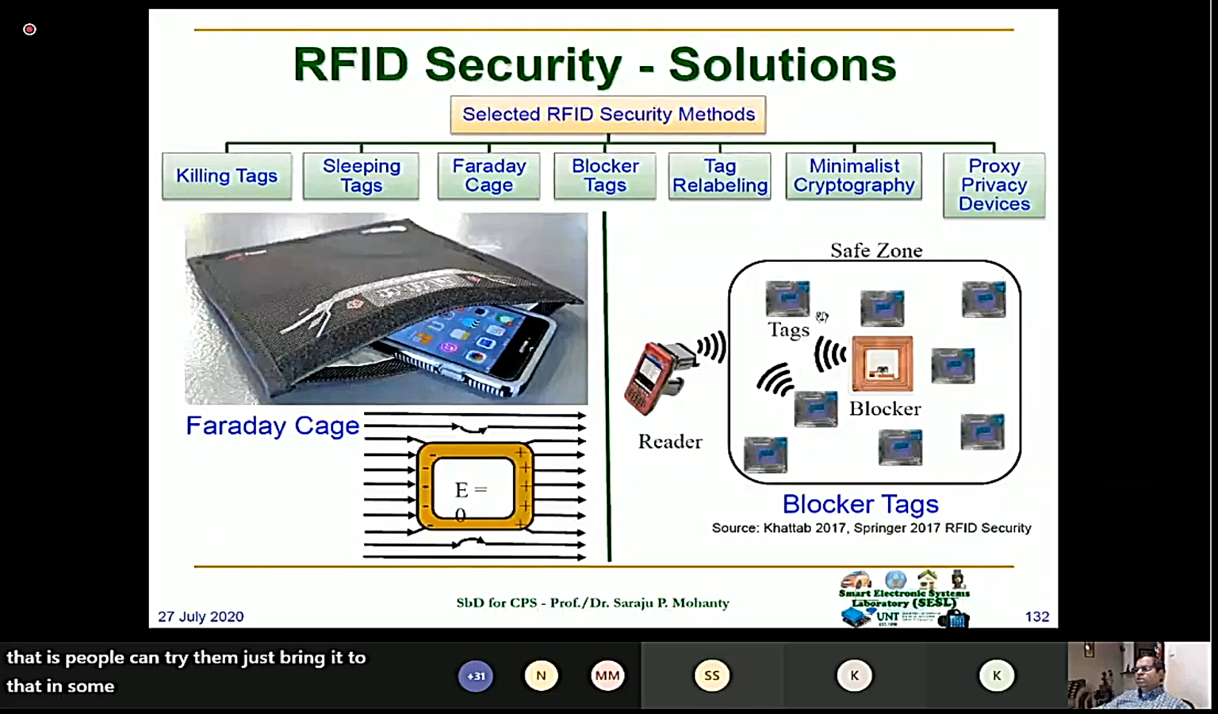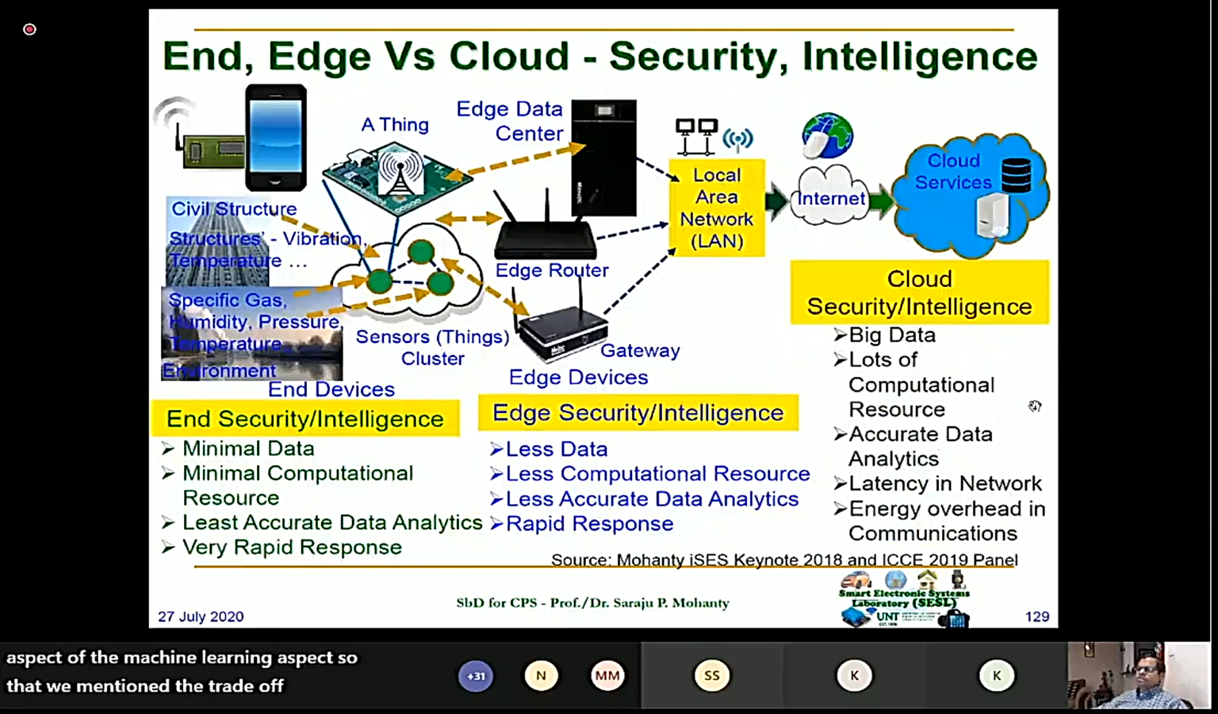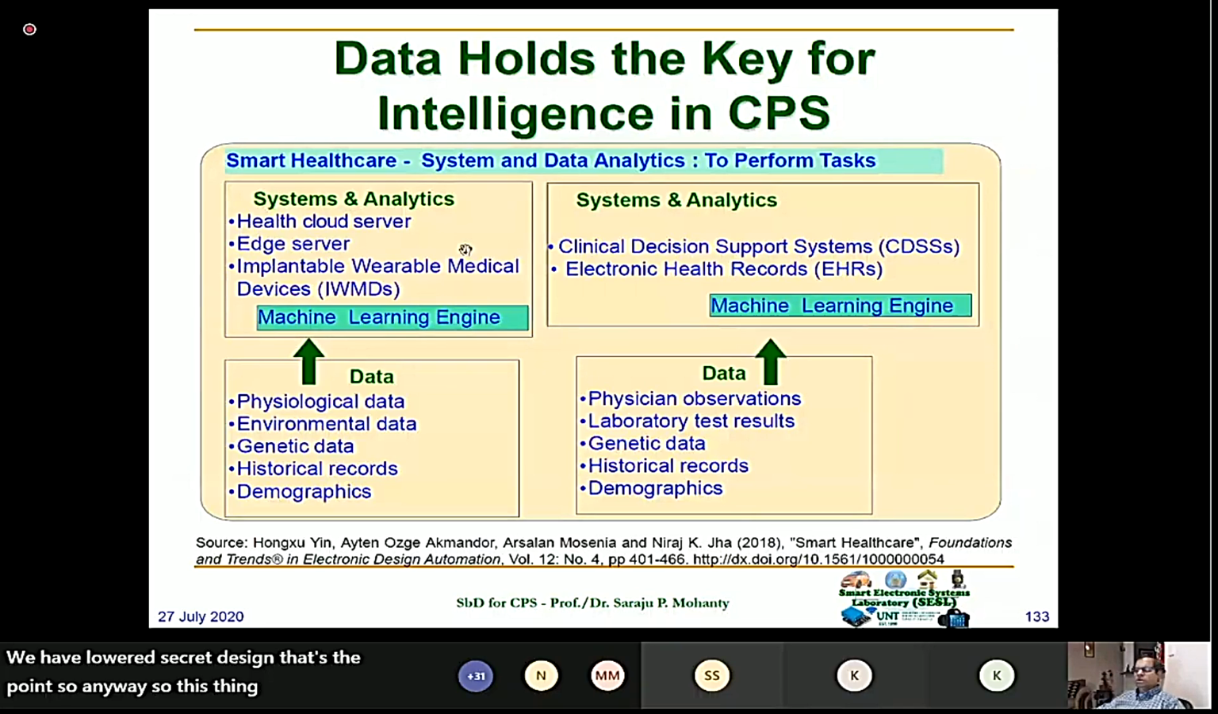So all these things we have to consider when designing the overall CPS, including the intelligent, machine learning aspect, so that we maintain the trade-off consistent with what I've been saying here. That is, in a secure-by-design approach, security and the other characteristics of the CPS need to be taken into account together, so that we have a low-overhead security design. That's the point. So we have to think about the intelligence when dealing with the security.